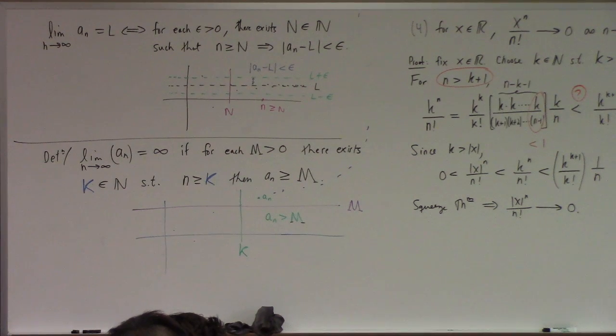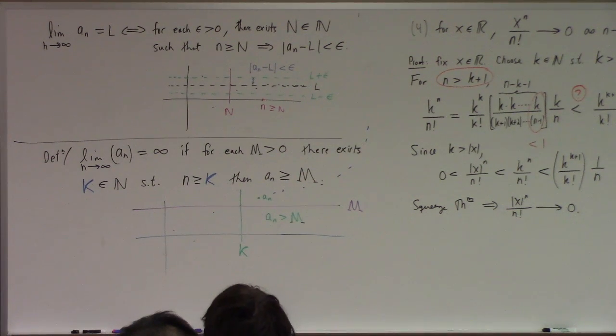Generically speaking, if a sequence doesn't converge, it diverges. But that doesn't mean it diverges to infinity. It could oscillate. It could go 1, minus 1, 1, minus 1, 1, minus 1. That wouldn't be convergent, but it wouldn't go to infinity either.